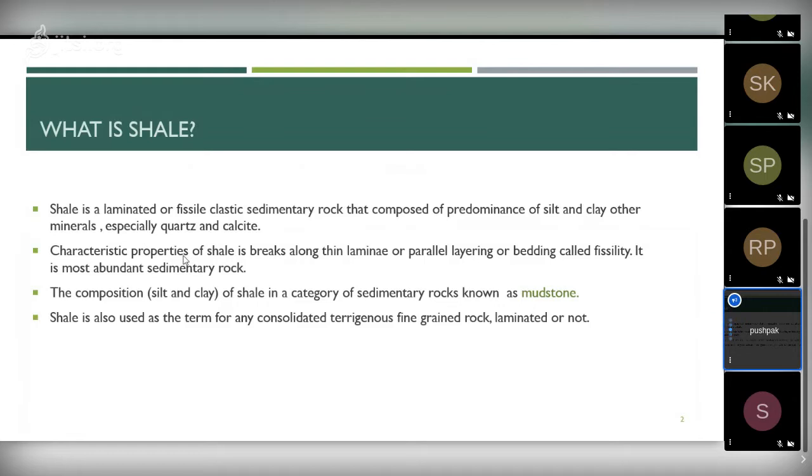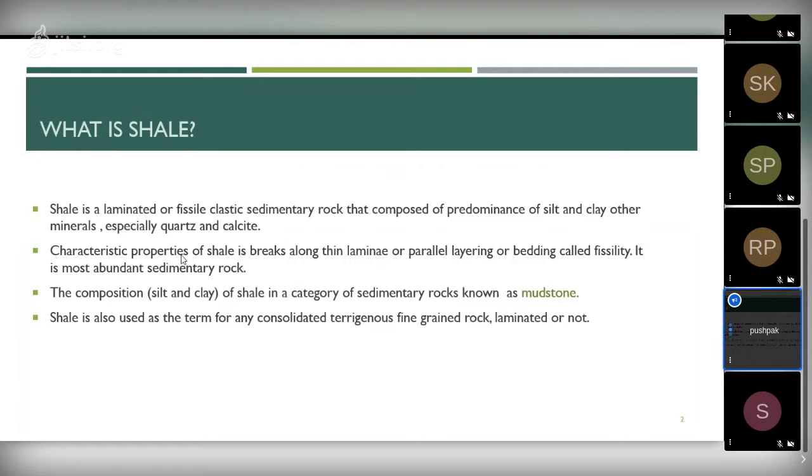A characteristic property of shale is that it breaks along thin laminae or parallel layering or bedding, called fissility. It is the most abundant sedimentary rock, and in the category of sedimentary rocks it is known as mudstone. The mudstone of a basin is its principal source rock for petroleum and for the mineralized fluids that source many sedimentary ores. Because of their low permeability, muds and mudstones inhibit the vertical flow of petroleum, mineralized fluids, and fresh water.